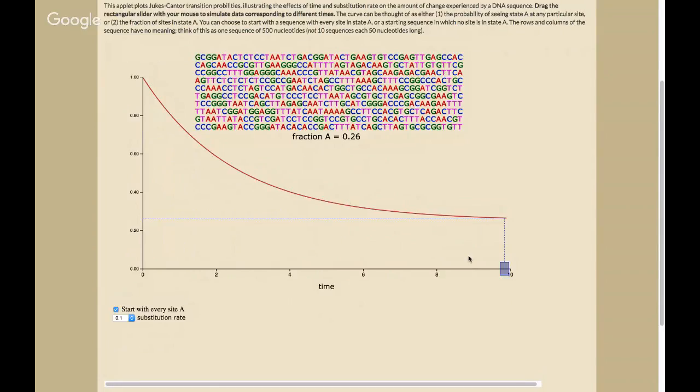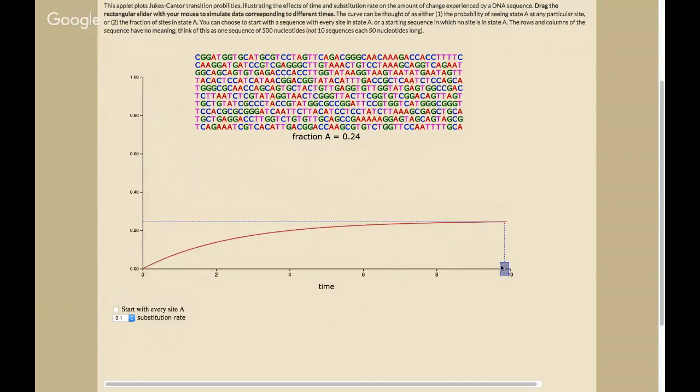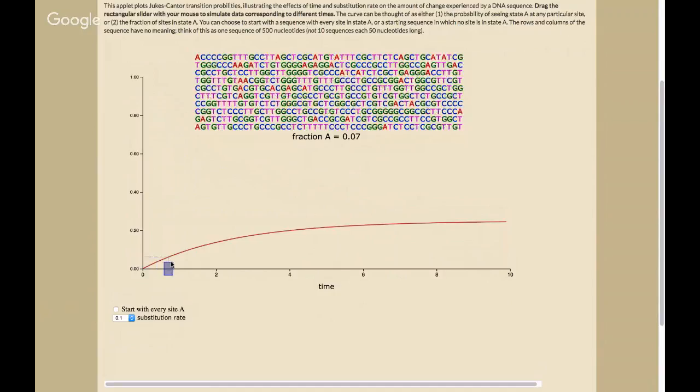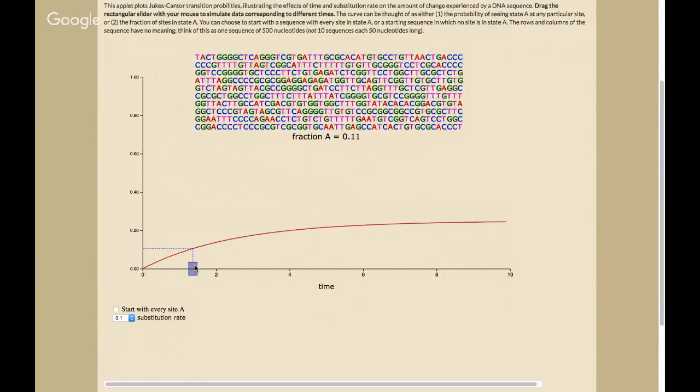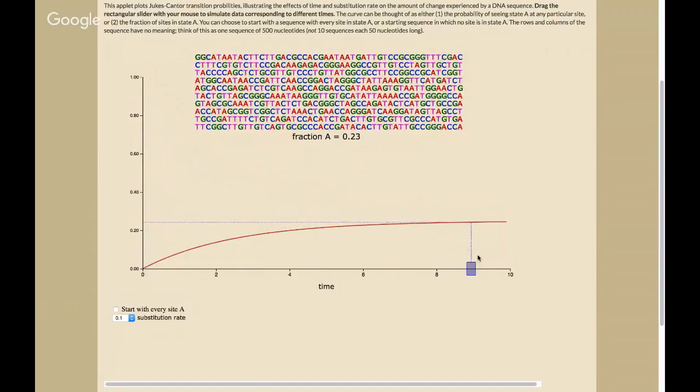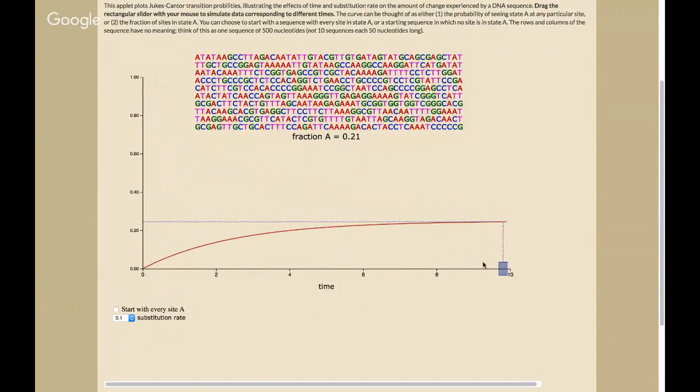We can also start with basically no A's in the sequence. We can start with everything except A: C's, G's, and T's. And so the fraction of A starts out at 0 at time 0 and grows as substitutions convert those other nucleotides to A's. Eventually we reach this equilibrium in which there are A's changing to other things and other things changing to A's, and everybody's at basically the same fraction, which is 1/4.